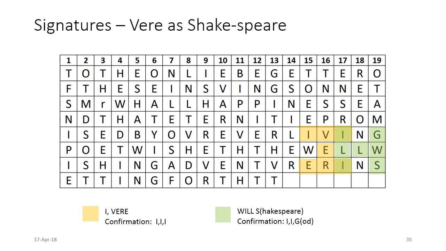And if we were in any doubt as to who was talking, who this is all about, we've got two signatures, exactly where you'd expect signatures to be found, in the bottom right. We've got inside an I for Jesus. We've got I, Vere, confirmed in Christ again, I. And we've got will, S, confirmed in Christ again, God and Jesus.